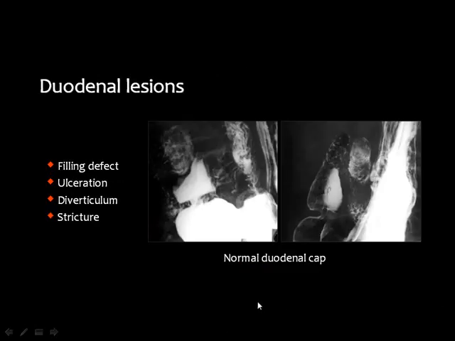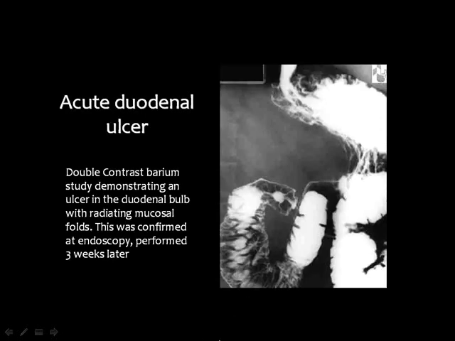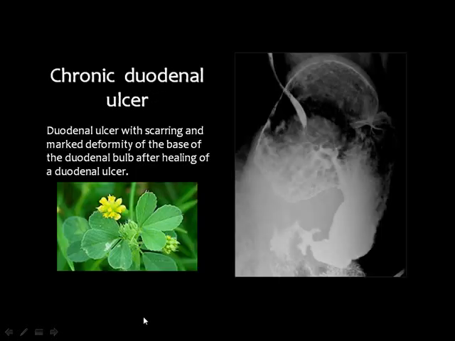Then you came to the duodenum, and this is the duodenal loop, which is the most important part to be assessed by barium, and the commonest lesion affecting the duodenal bulb is the ulcer. And the ulcers are also acute or chronic. The acute ulcer is just an area of mucosal irregularity containing a persistent amount of barium with the mucosal folds reaching the edge of the ulcer.